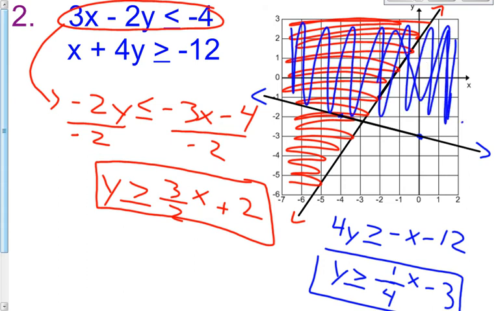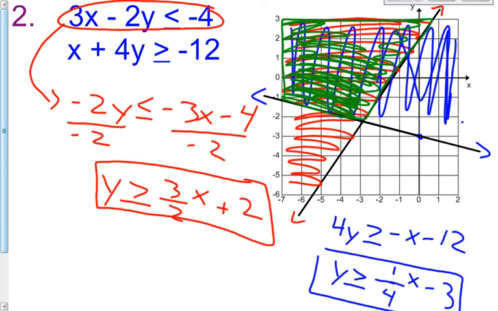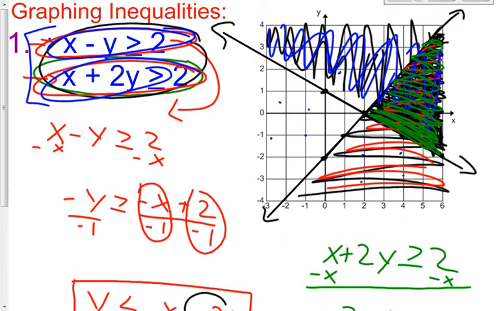And then your solution, you're going to make very, very dark. So my solution, where there's both red and blue, is this section right here. Hopefully when you did this by yourself, you shaded it very, very dark. I hardly want to see any white spaces. Make it clear to me that you know what you're doing. So that is number 2.